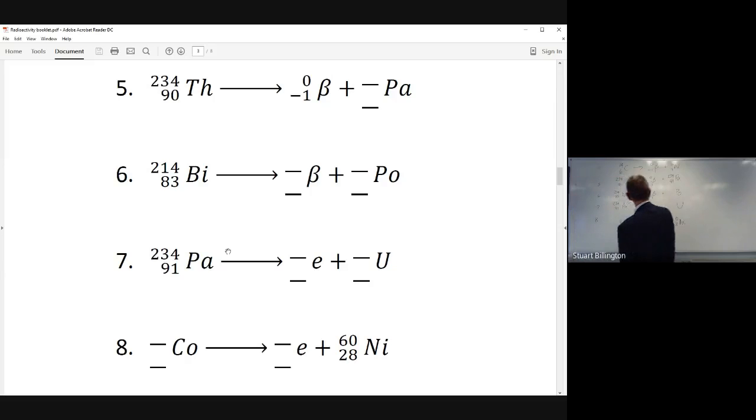Okay, let's go through it. So let's fill in this one first. The betas. What number do we always write next to the betas? Just like alpha was always 4 and 2. What's the beta? Thank you very much. Now, 0 and -1. Always 0 and -1. See if you can remember that if you can.